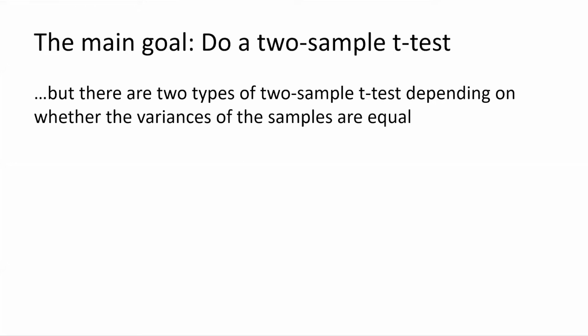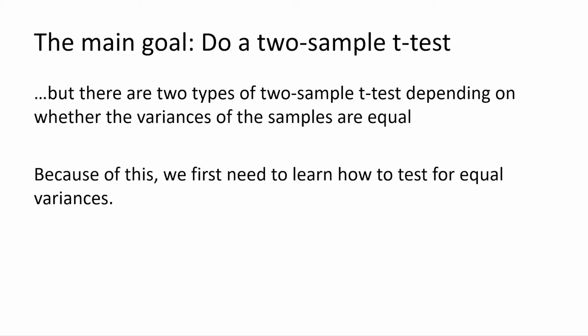With a 2-sample t-test, you don't have a reference population. You just have 2 samples and you need to calculate the statistics for both of them. Because of this, we need to first learn how to test for equal variances so that we can decide which of the 2 types of the 2-sample t-test we need to use.